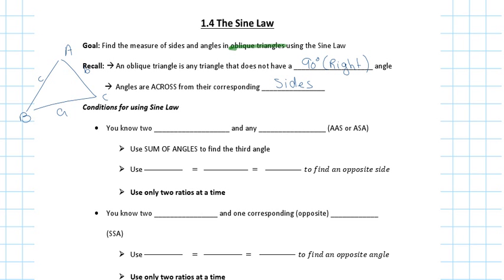Okay. So there are two conditions to use the sine law. You need to know two angles and any side. So if you know two angles and any side, you can use the sine law.